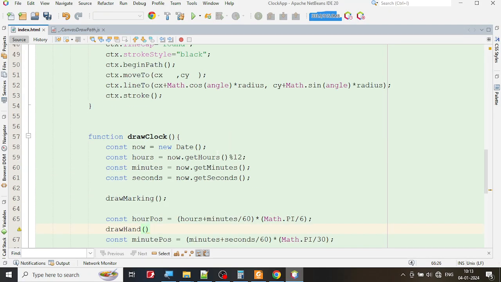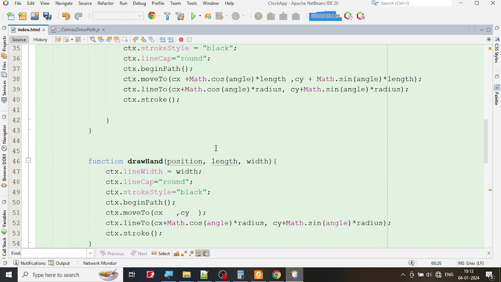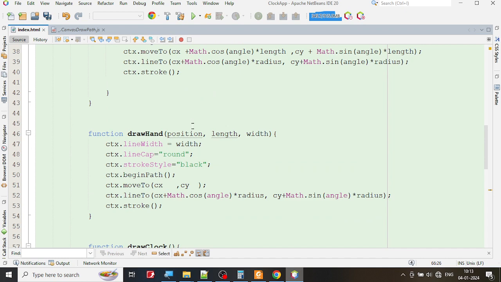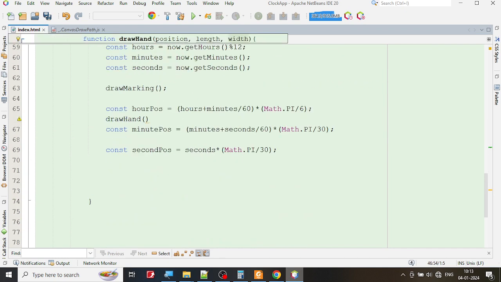So what is the first thing? First I have to specify the position. That is, where is this? First I have to give the position, the length, and the width. So let's give the position.